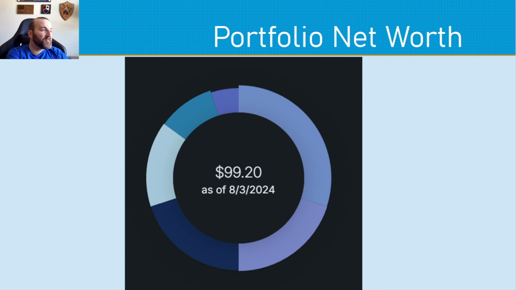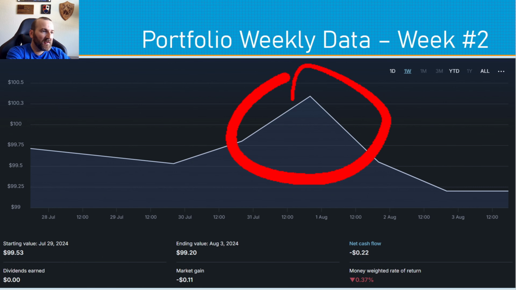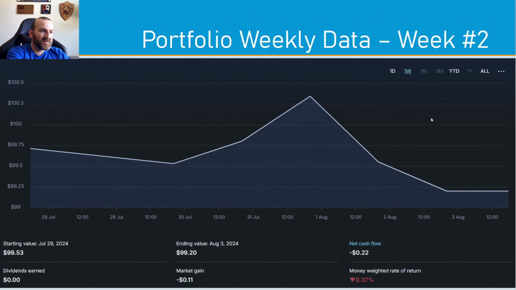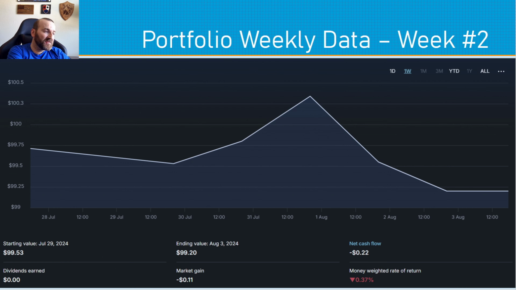So as of today, our portfolio net worth, we're at $99.20. And you can see our pie chart so you can get an idea of our allocations. This is our weekly data for week 2. So you see you have our portfolio curve here. We had a spike in the middle here, July 31st, around August 1st, and then it came down. There was some volatility on Thursday and Friday. I'm going to show you that in some of the charts, which was very interesting. We're going to go over those numbers as well.